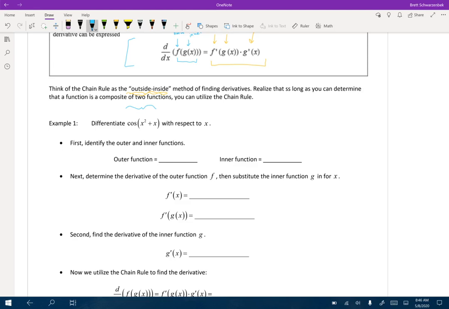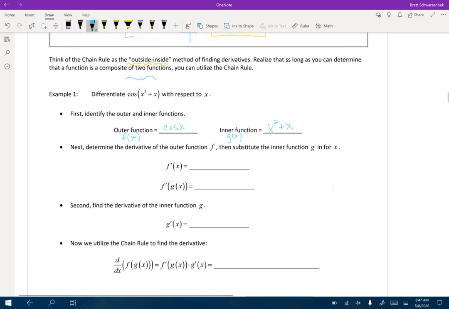First, I usually do the inner function first. If you look at the function, what is embedded in the other one? Clearly, that's x squared plus x. In terms of the definition up here, we represent the inner function as g of x, so I'm just going to write that there. What's the outer function? The outer function is the one that encloses the other function. So that's going to be cosine x, which is our f of x for the purposes of our problem.